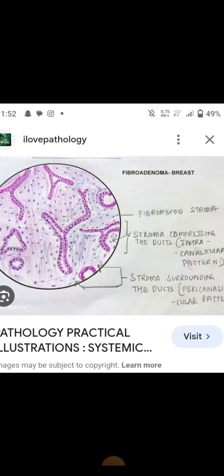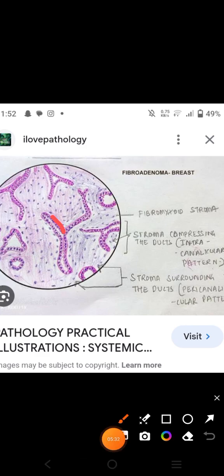In the intracanalicular pattern, mainly you will see that the glands are compressed. Like here, the glands are compressed and their lumen can be seen very hardly. Like here, this is the intracanalicular pattern.